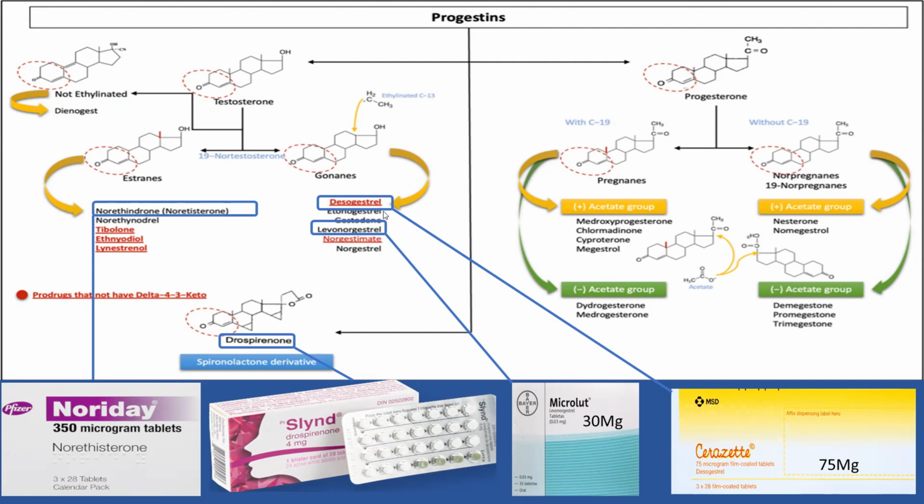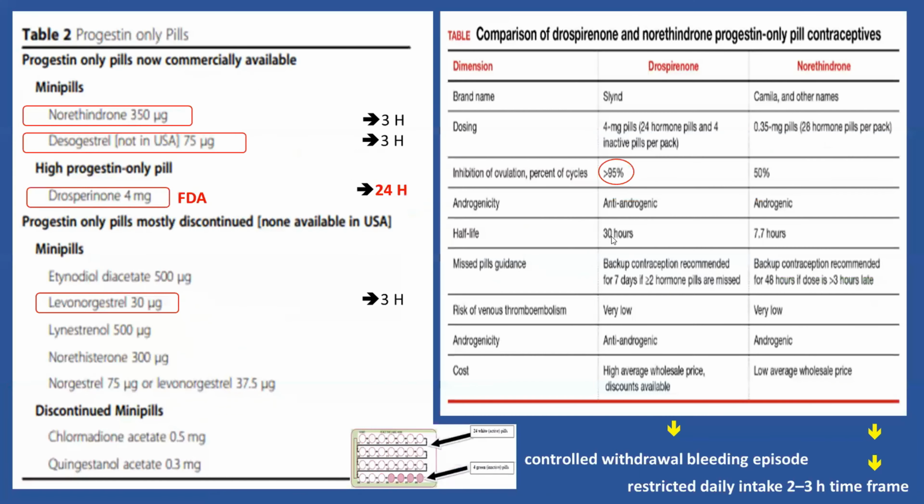Derivative from desogestrel is Cerazette 75 micro. Levonorgestrel is derived from also the norgestrel group and is 30 microgram, and norethindrone 350 micro derived from norethindrone, and drospirenone derived from spironolactone, and lastly medroxyprogesterone acetate from first generation.